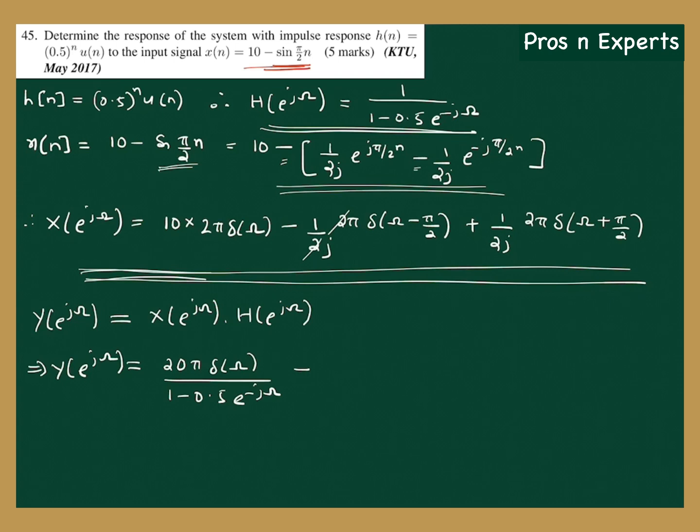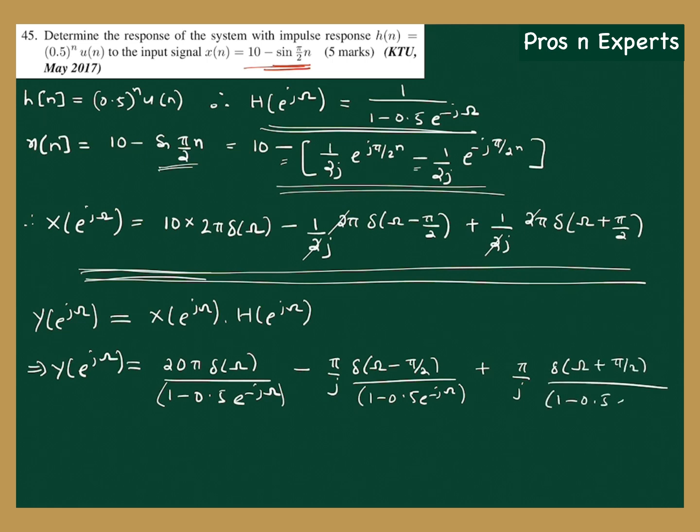So minus pi by j into del of omega minus pi by 2 divided by 1 minus 0.5 e raised to minus j omega. And the last term, again we can cancel 2, so plus pi by j into del of omega plus pi by 2 divided by 1 minus 0.5 e raised to minus j omega. Okay, so now we have got Y of e raised to j omega.